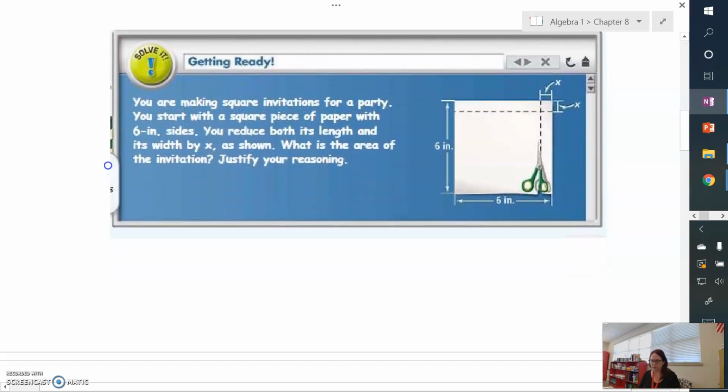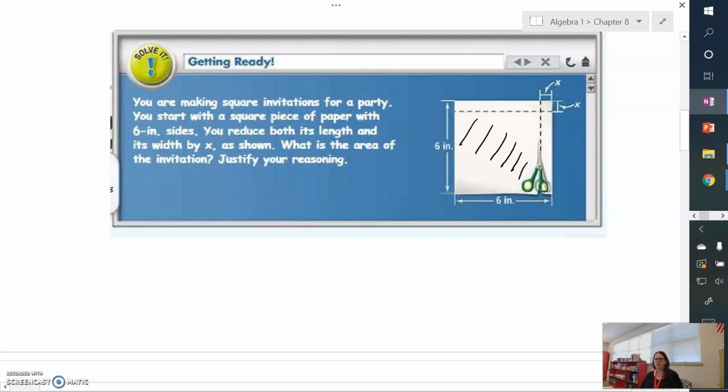Here's our first problem. You are making square invitations for a party, and you start with a square piece of paper with 6-inch sides, and then you can reduce both its length and its width by x, and they're showing that to us in the picture. What is the area of the invitation? So that's going to be this part here, just the area of that piece.